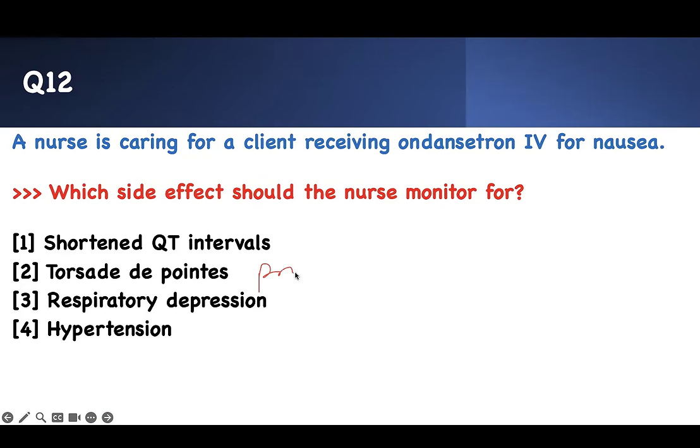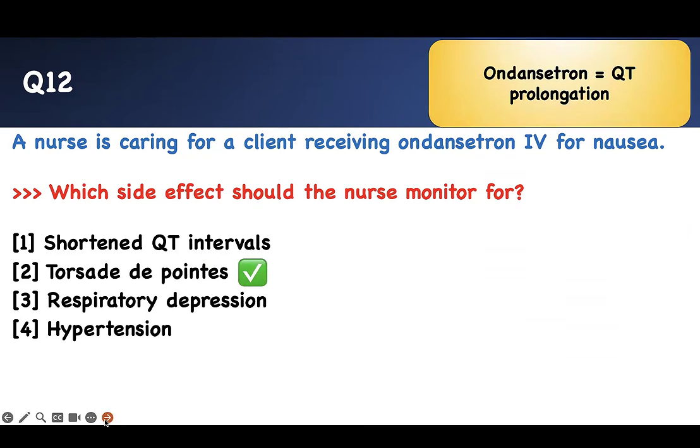One of them has to be the right answer. Prolonged QT and the shortening QT. One of them is saying something opposite. Therefore, the key answer choice is what? Ondansetron causes prolonged QT and leads to Torsades. This is the way you should approach the question.